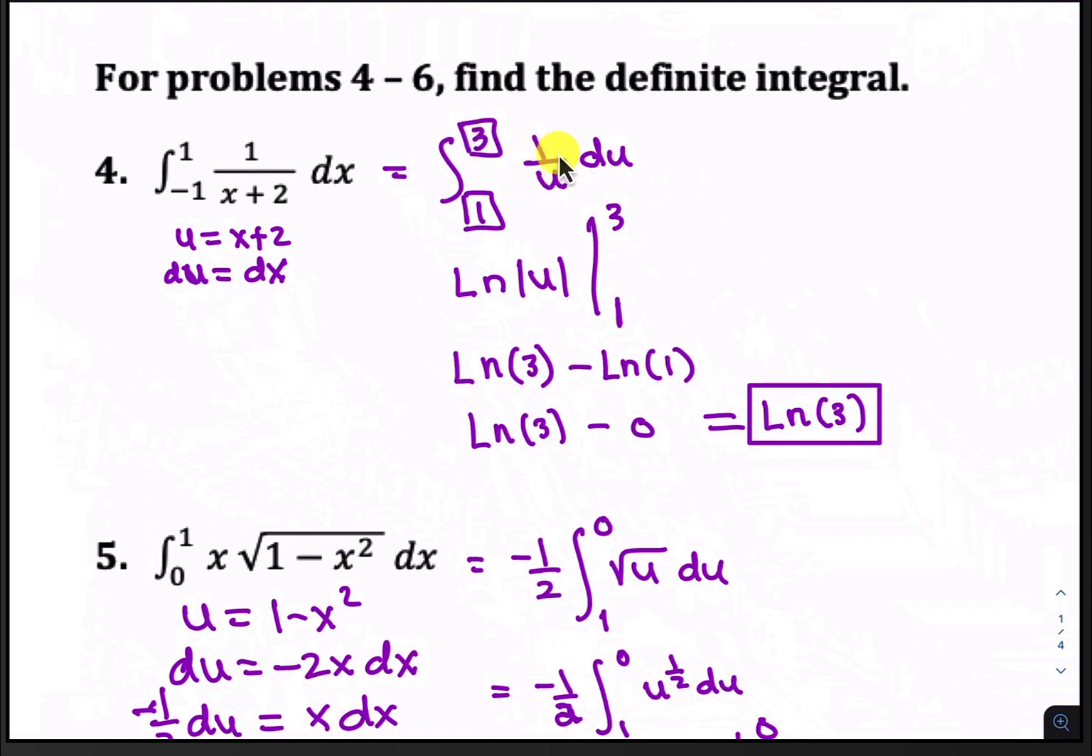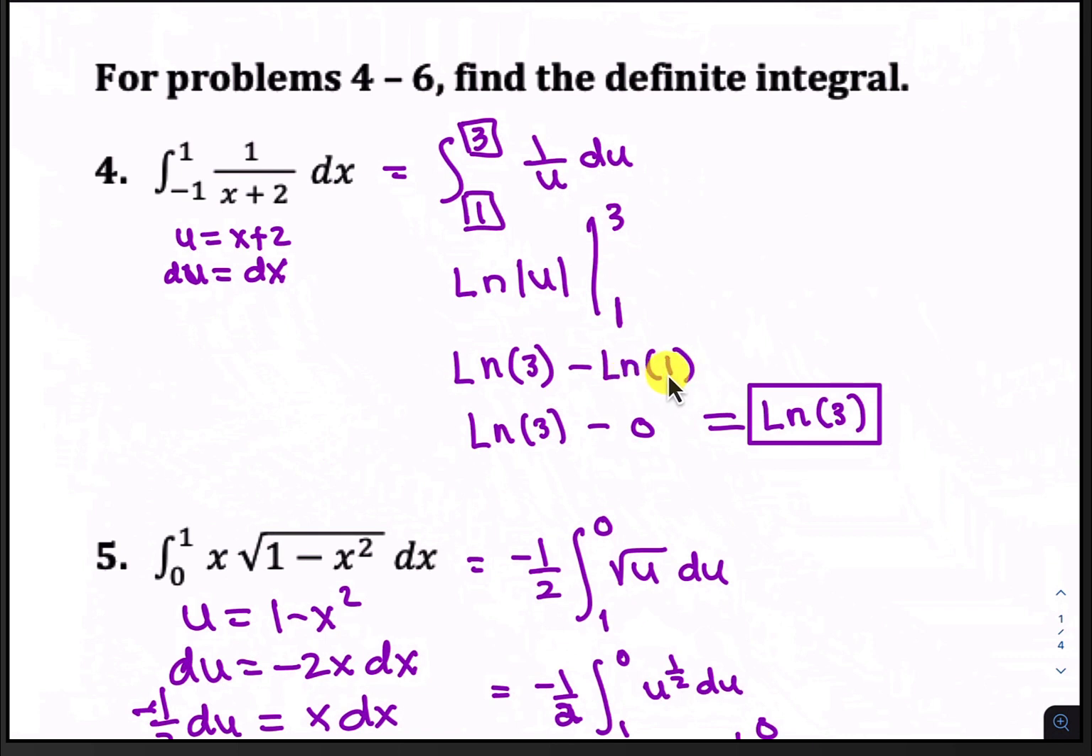Alright, so I'm taking the antiderivative of 1 over u and evaluating it between 1 and 3. Well, as we saw in question 1, the antiderivative of 1 over u is the natural log of the absolute value of u. And we're going to evaluate that between 1 and 3. So we'll plug in the 3 first, and then plug in the 1, and subtract in between. So we have natural log 3 minus natural log 1.